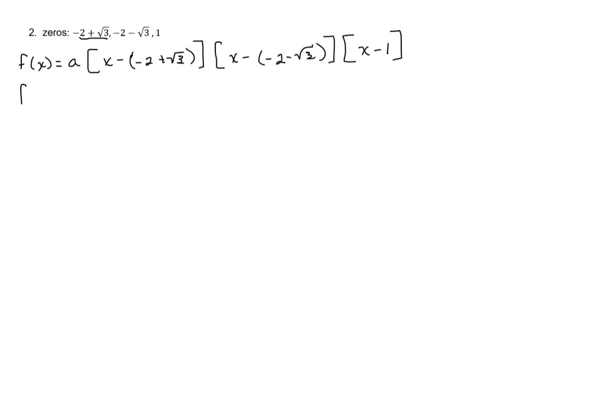So now what I'm going to do is to drop the parentheses and distribute this negative sign. So I have x plus 2 minus the square root of 3.